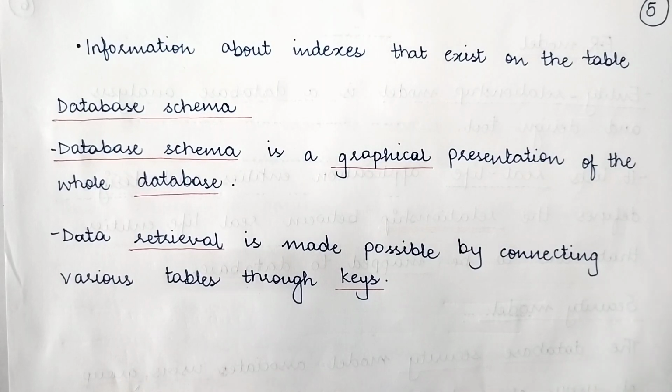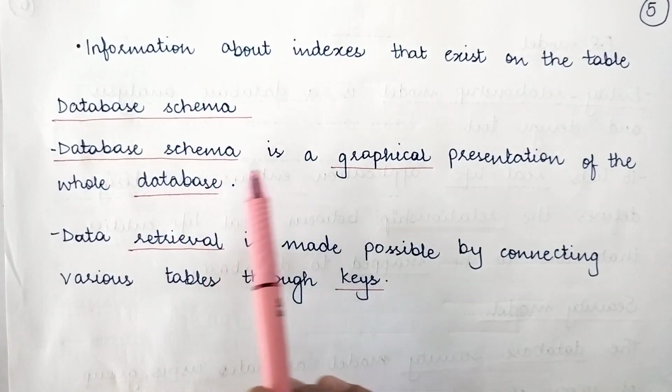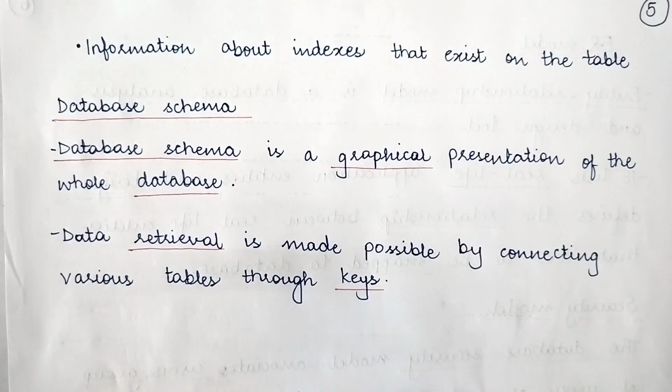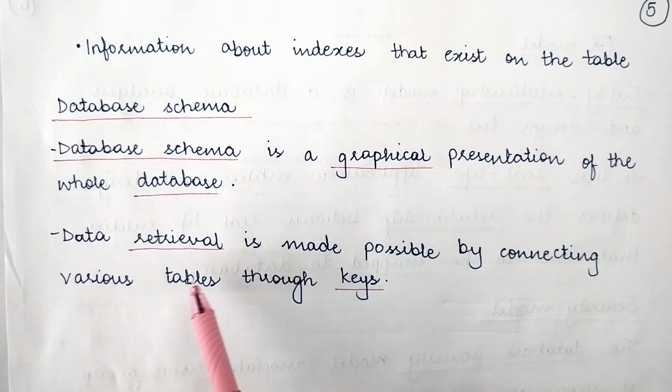Now this first tool, as I told you, was the data dictionary for giving the system design specification. The other tool for designing the system design specification is the database schema. Basically, a schema is a graphical presentation of the whole database. So how the entire database would look in general is provided by the schema in a graphical or pictorial manner. Data retrieval is made possible by connecting various tables through keys.